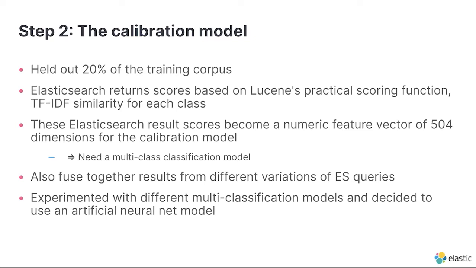And then I think we have 4 of those because we do 4 different variations of queries. So we have a 4 times 500 dimensional matrix for making a prediction on. We fuse together all these different Elasticsearch queries, and basically the feature vector coming into the system is a 4 by 500 dimensional sparse matrix, and then the output of the calibration model is a probability distribution across 500 different classes. So it's a 500-way multi-class classification.